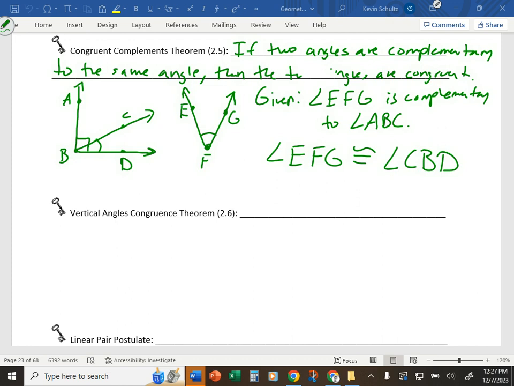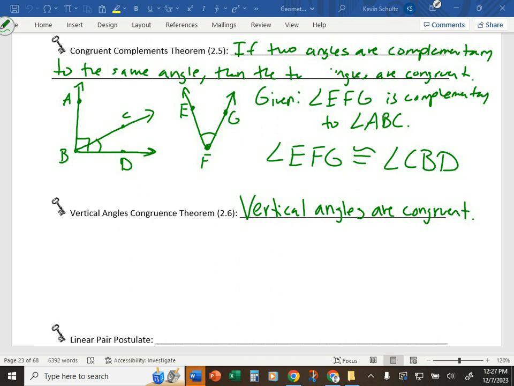Okay, next one, vertical angles congruence theorem. This one says that vertical angles are congruent. Can you draw a diagram? I will draw a diagram for you. What are vertical angles? We've covered this before.